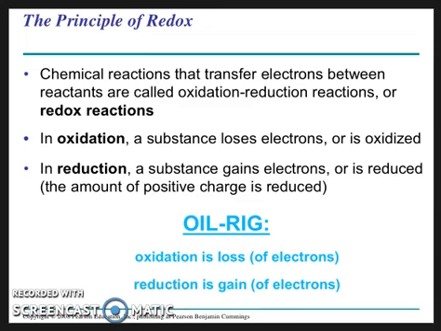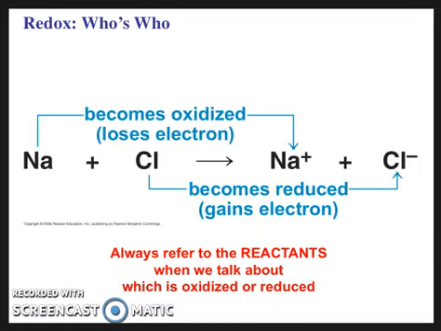Okay, my mnemonic, and there's a ton of them out there. There's one about a lion or a Leo, or I don't remember. The one I learned was OIL RIG. OIL is oxidation is loss, and then you just have to remember you're talking about electrons, and RIG is reduction is gain. Let's put that to use.